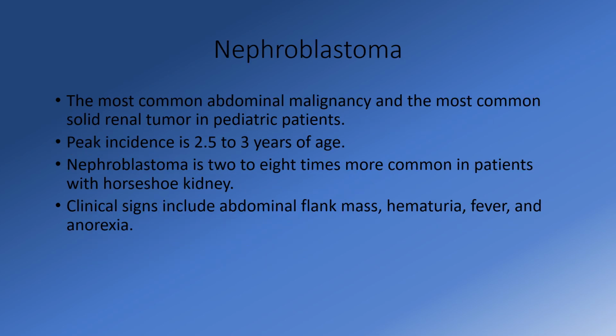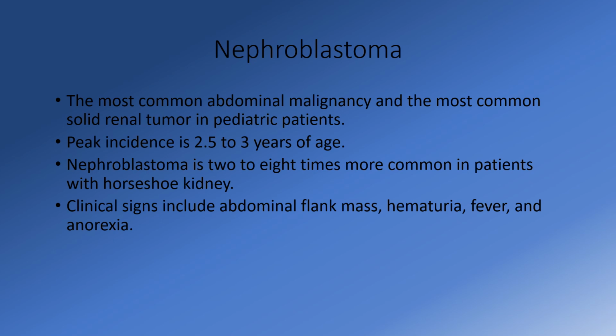We also have to talk about nephroblastomas. This is a pediatric malignancy, okay? It's the most common abdominal malignancy and the most common solid renal tumor in pediatric patients. You do want to know that. This one also shows up on tests. Peak incidence is going to be between 2.5 and 3 years of age, and nephroblastoma is 2 to 8 times more common in patients who have horseshoe kidneys. So horseshoe kidney is a risk factor for nephroblastoma.